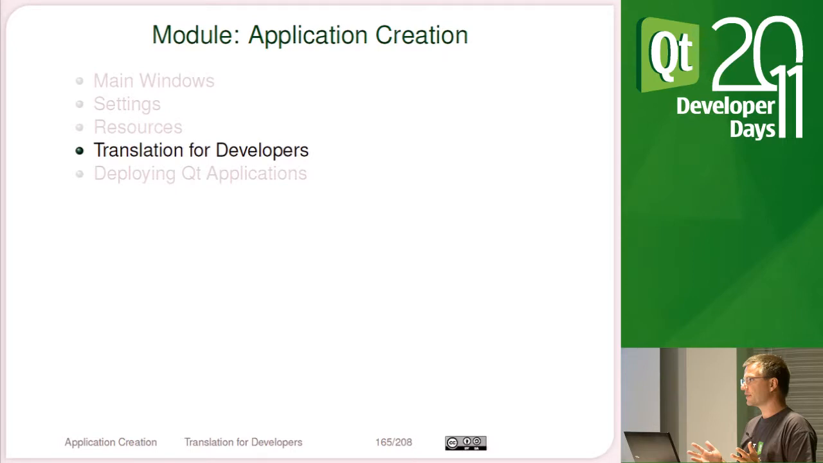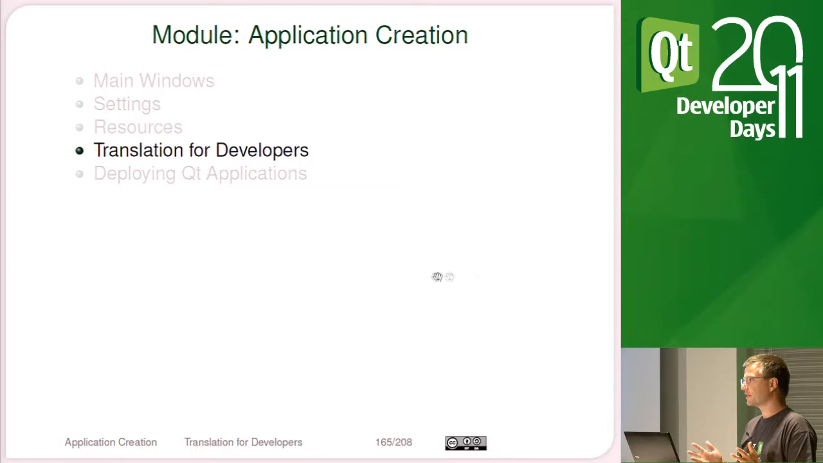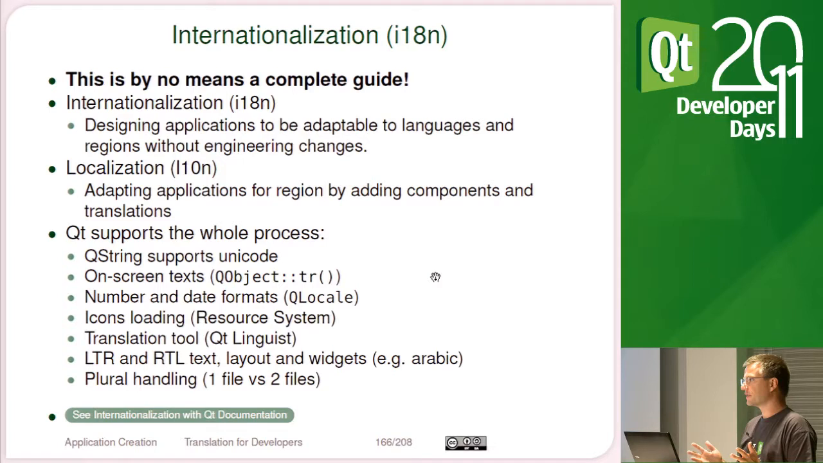Okay, so let's try to translate our text editor for multi-language support. So internationalization, or the abbreviation is I18N, because it's 18 characters in between the I and the N. Localization, it's 10 characters between L and N. This gives you support for multiple languages.